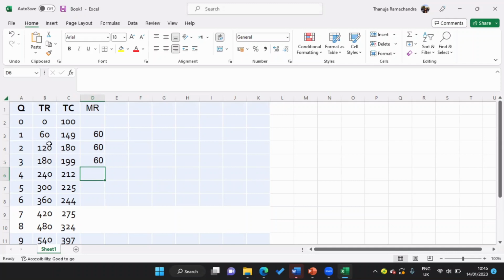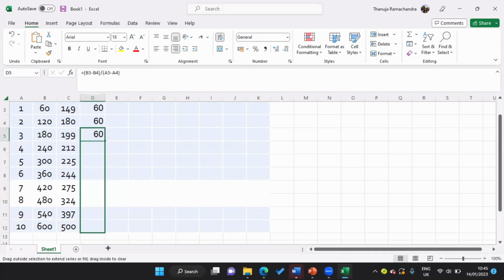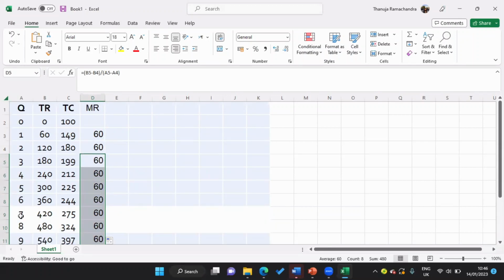It's all coming 60. Yes, all coming 60. So I can just simply drag it, right? Means the change in the total revenue is constant throughout the change in the output, right? Change in the output is also 1, so constant, right?